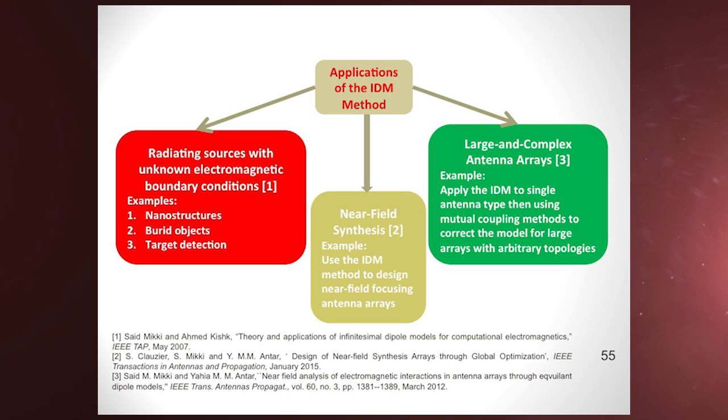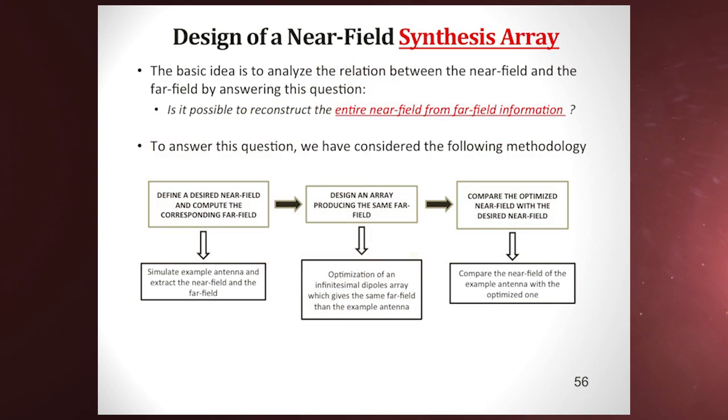So we use this model to do some of these examples, like applying it to study mutual coupling, applying it to do near field synthesis, and I'll show an example here. And you can use it to look at nanostructures, paired object target detection, and so on. These are some of the papers that just appeared that we have looking at this.